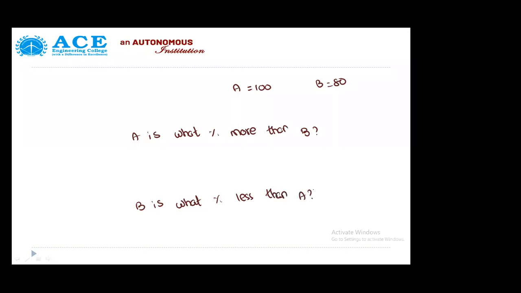A is 100, B is 80. A is what percentage more than B? That is one thing. Next, B is what percentage less than A. Here you may get some clarity on why the percentage is changing. B is less than A, right? Yes. Now listen, the denominator will change here. The main problem is that the denominator is changing.